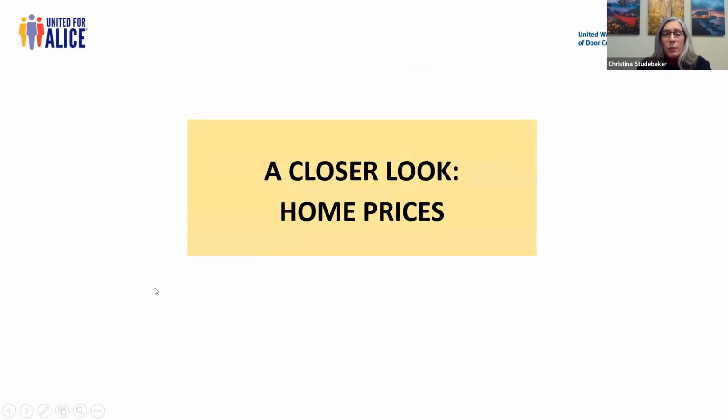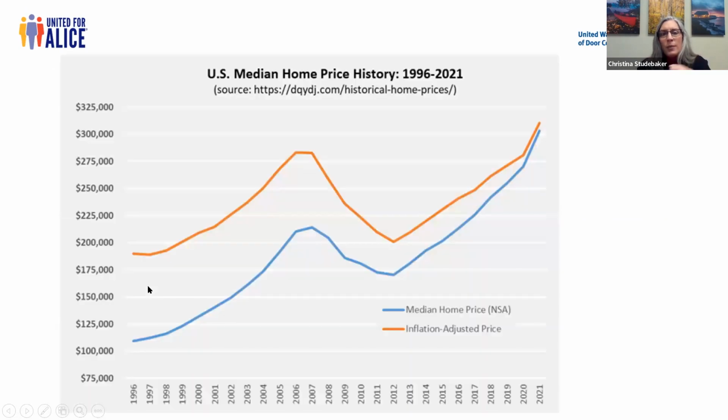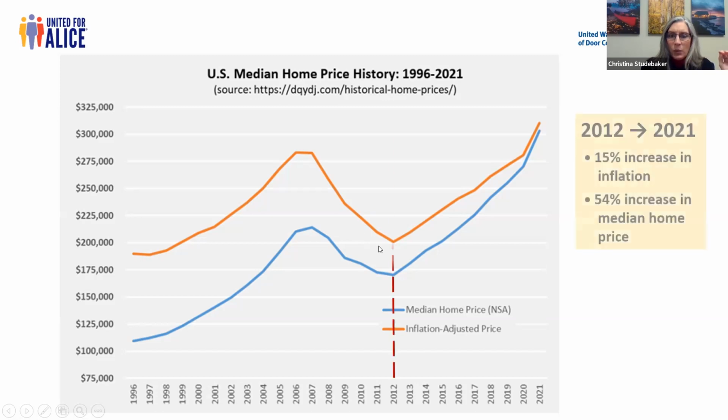You guys may be familiar with some of the data that's been reported recently in the Pulse regarding home prices. This comes from other national sources. So US median home prices between 1996 and 2021. Between 2012 and 2021, so a 10-year period, we had a 54% increase in median home prices in the US. I always like to compare that with inflation to help us understand how we're doing in comparison to nationally rising prices. So only a 15% increase in inflation, 54% increase in median home price.